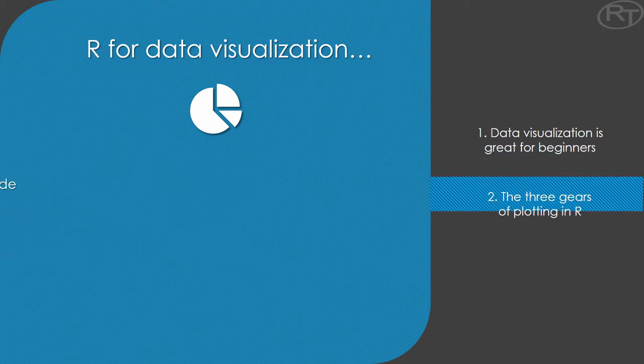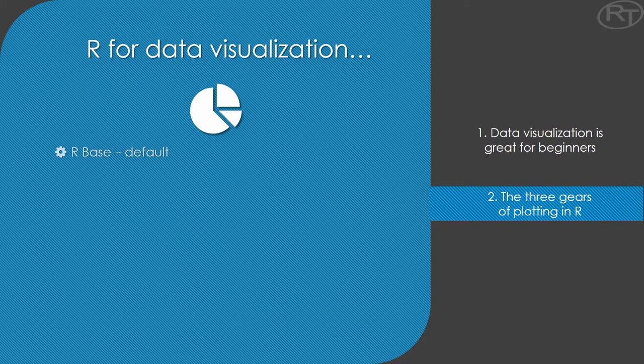So now let's elaborate a bit on the 3 gears of plotting in R. Basically, you have 3 different systems in R to produce your graphs. There is RBase, Lattice and ggplot2. In reality, there are several more, but those 3 are the most extensive and popular ones.